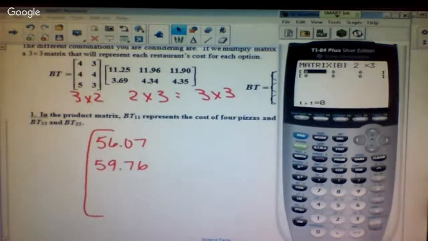And we've got 11.25, 11.96, 11.90, 3.69, 4.34, and 4.35. So when you back out and you multiply, we need matrix A, and we need to multiply that by matrix B.